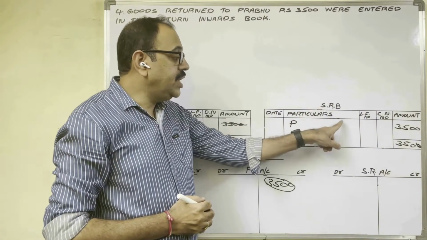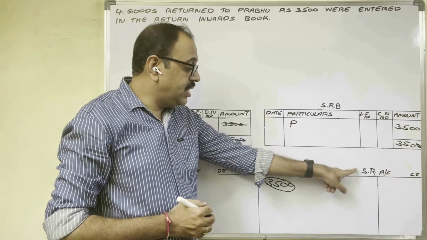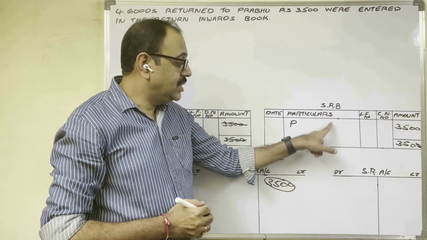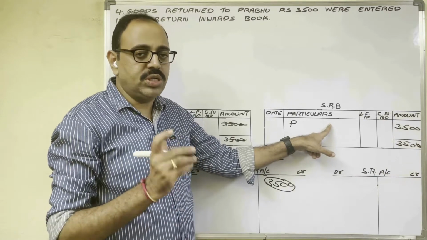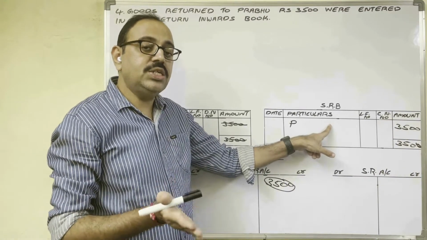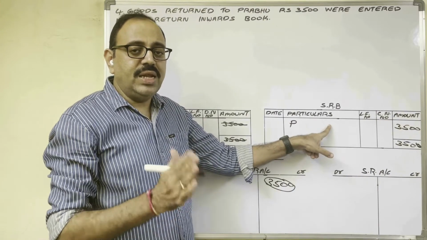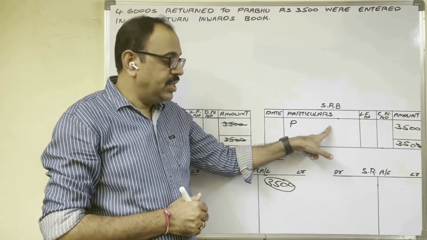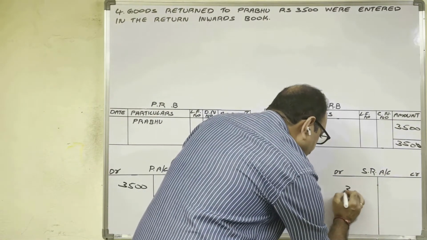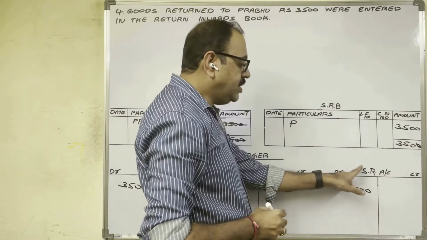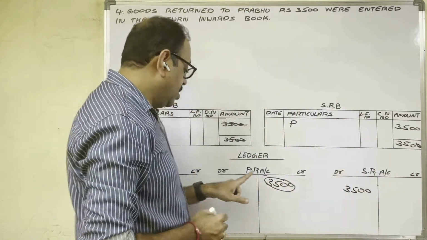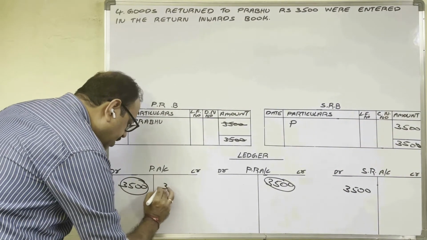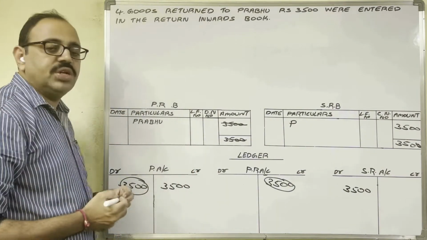As the amount is recorded in the sales returns book, in sales returns account, on the debit side they posted this total. Because sales is an income. Income shows a credit balance. Sales return is opposite to sale. So sale is income, credit balance. Sales returns, debit balance. Therefore, in sales returns account, they debited. As sales returns account is debited, Prabhu account was credited. Instead of debiting, they credited Prabhu account with 3500.